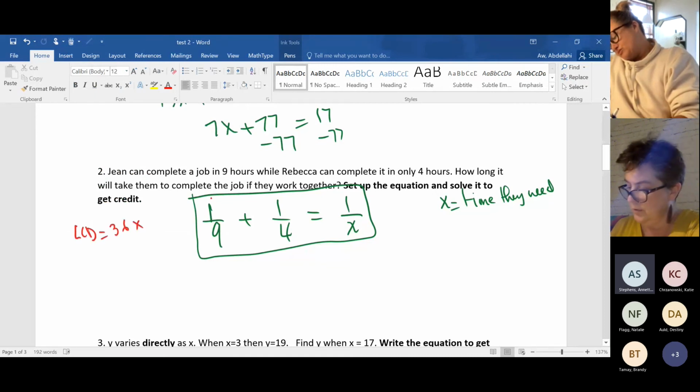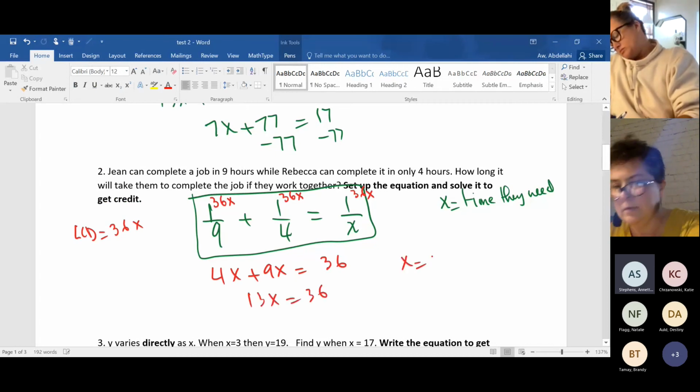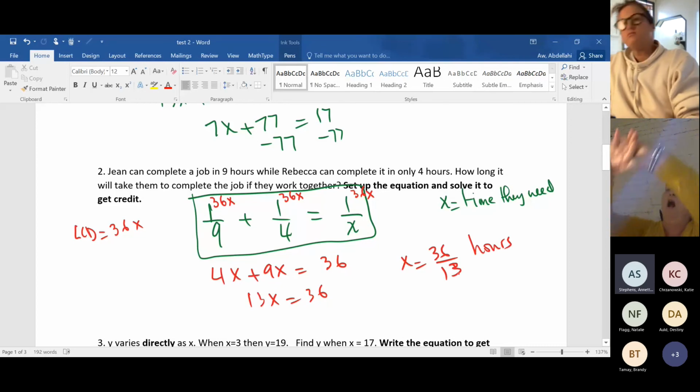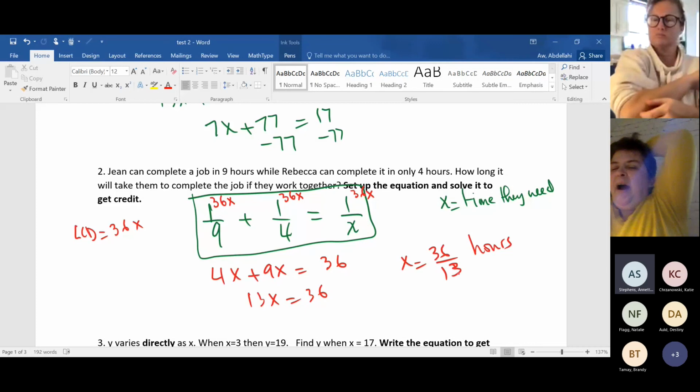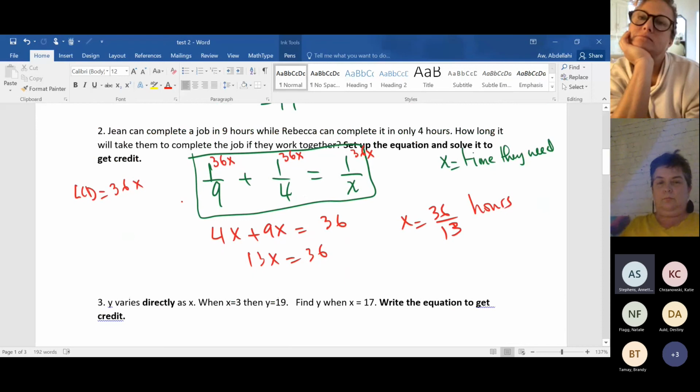36x, right? I multiply each term by 36x. I go ahead and simplify. We get here 4x plus 9x equals 36. We get 13x equals 36. So we get x equals 36 over 13 hours, right? So in case you have this on the exam, please remember the equation, okay?